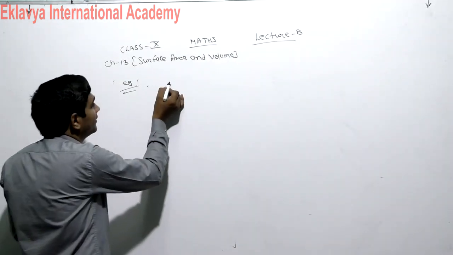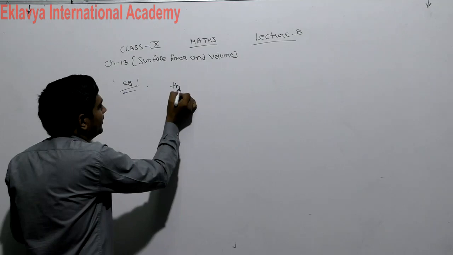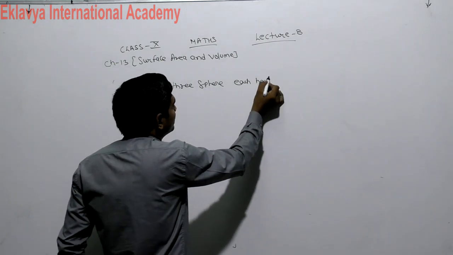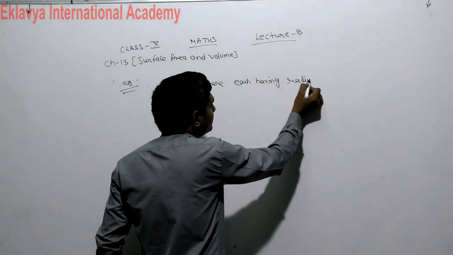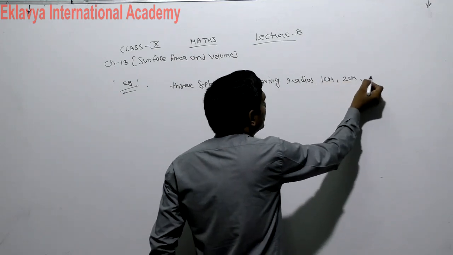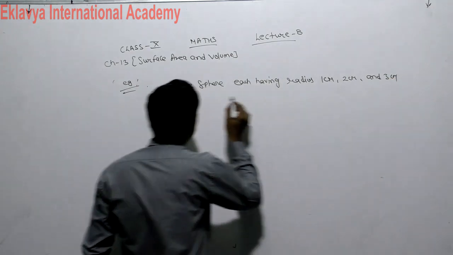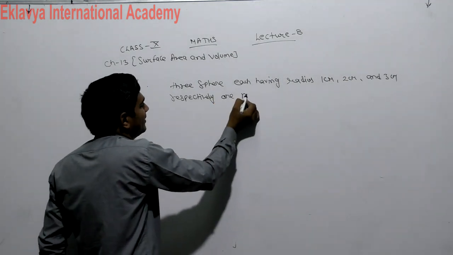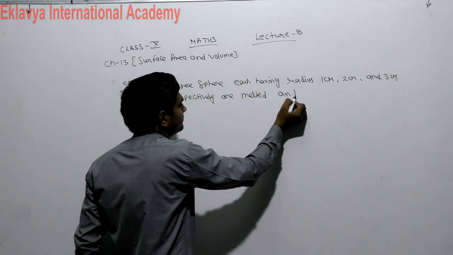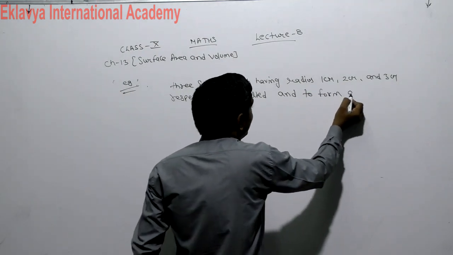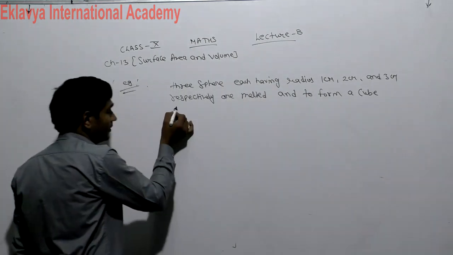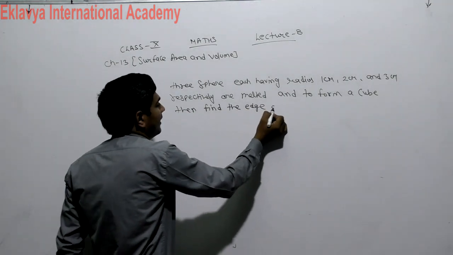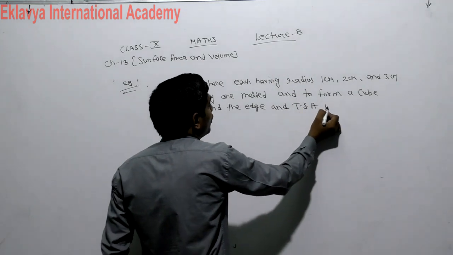So the question is that three spheres each having radius 1 centimeter, 2 centimeter and 3 centimeter respectively are melted and formed into a cube. Then find the edge and TSA of the cube.